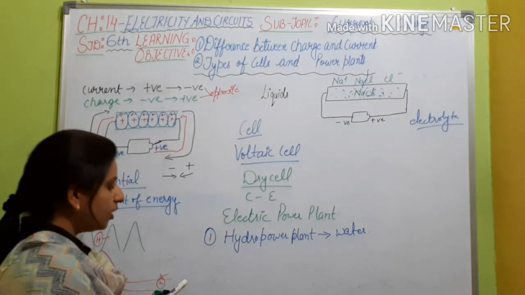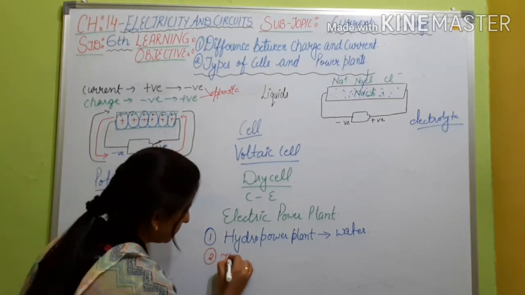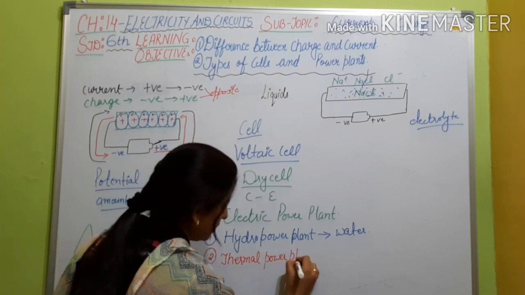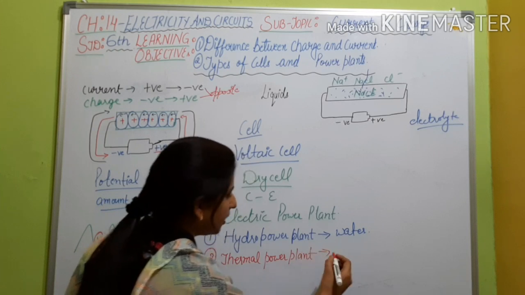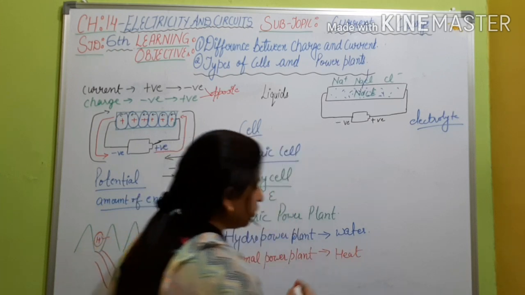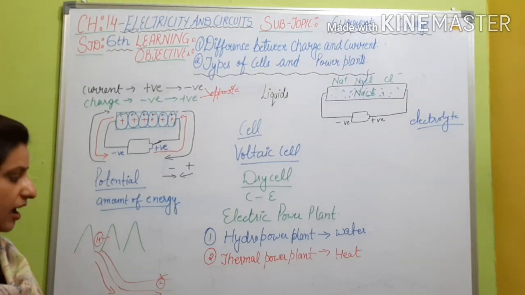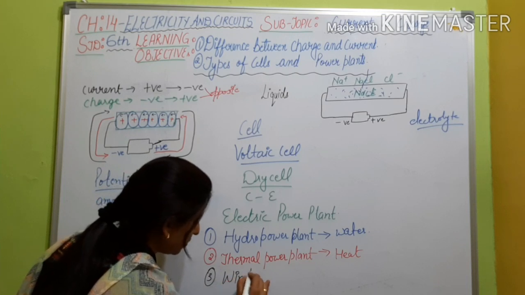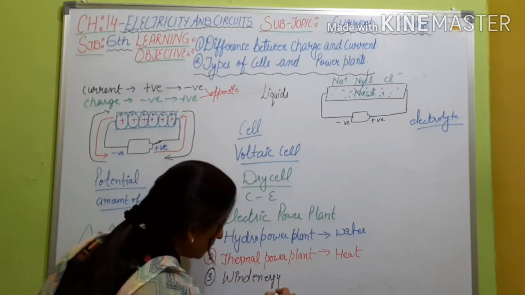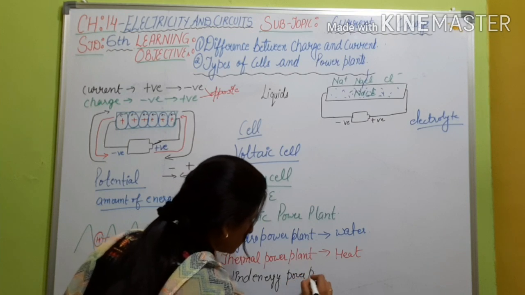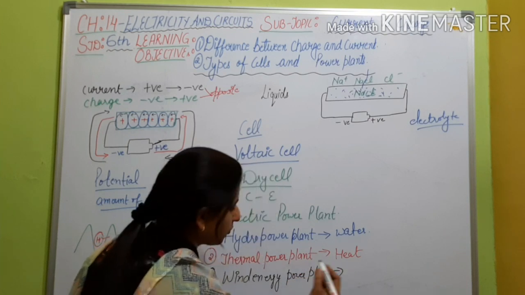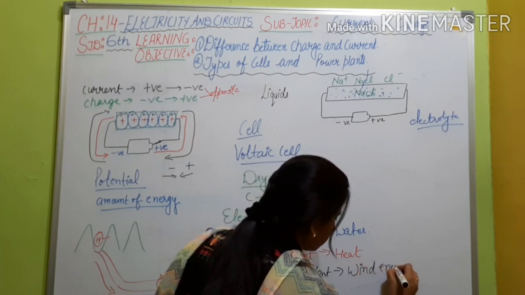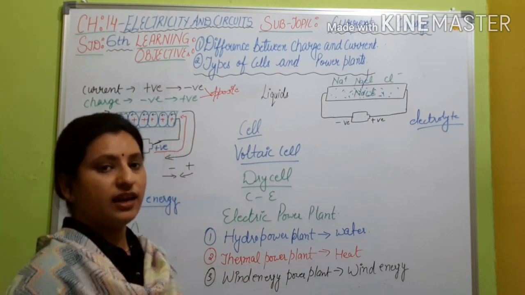Second is the thermal power plant. The thermal power plant uses heat to produce electricity. And the last one is the wind energy power plant. This power plant uses the energy of the wind to produce electricity.